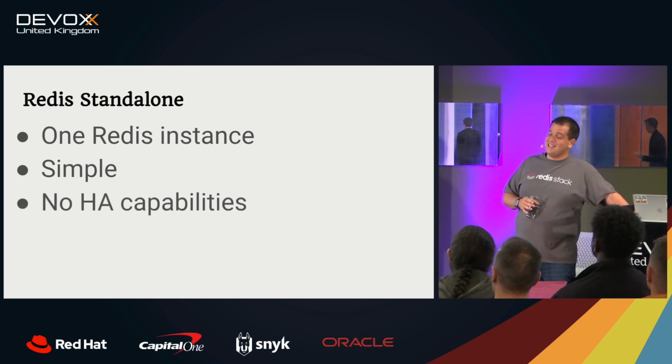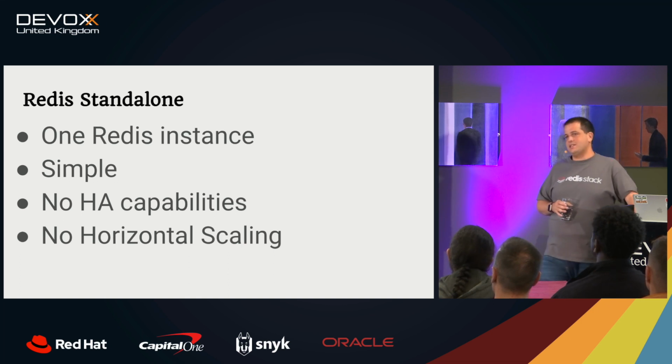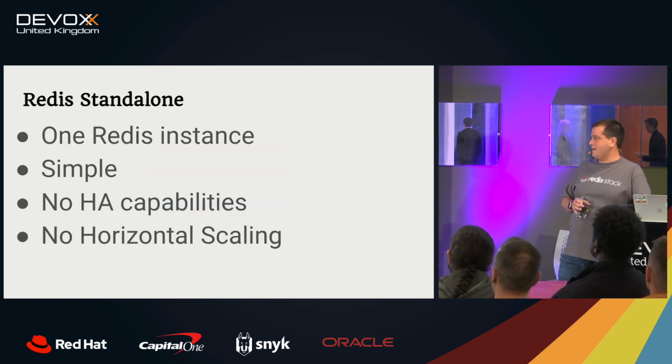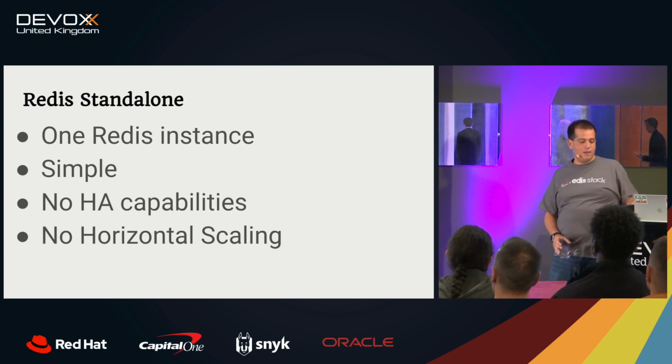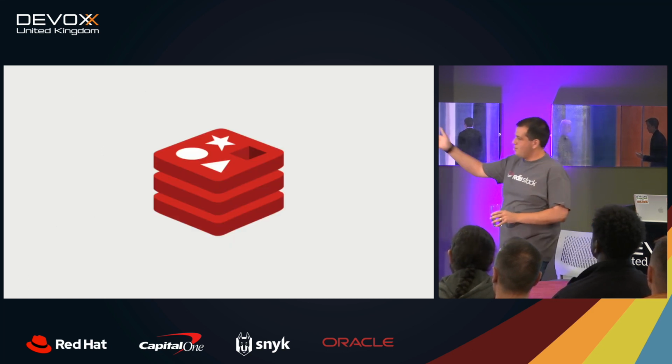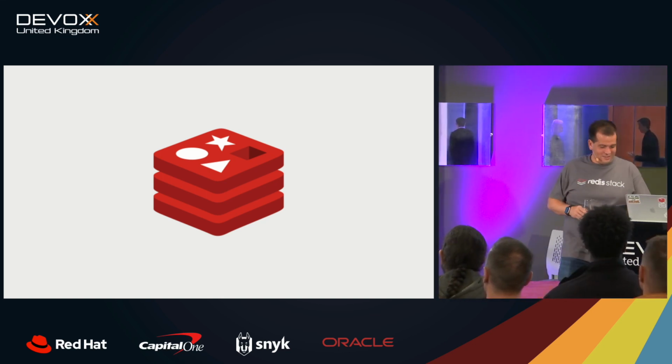But the downside is it doesn't have any high availability capability, and you can't horizontally scale it. The only way that you can scale it out is by vertically scaling and increasing the size of the machine that you're on. And this is what a deployment of a Redis standalone instance looks like. It's just one instance of Redis.